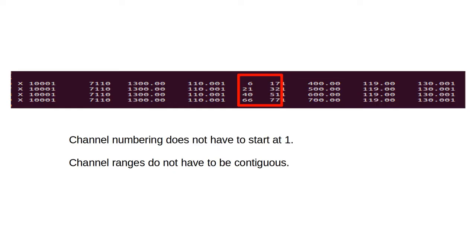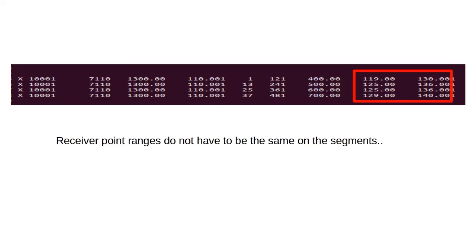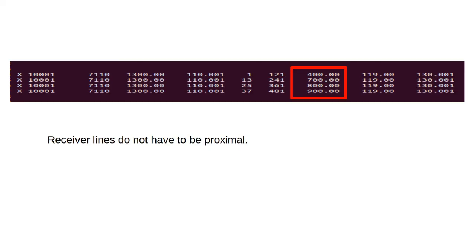There is nothing that requires channel numbers to start at 1 or for channel ranges to be contiguous. And segments can have different amounts of channels. Segments for a shot are not required to have the same receiver point range. Generally, segments start at the same receiver point number and end on the same receiver point number, but not always. Segments for a shot are not required to be on neighboring receiver lines.